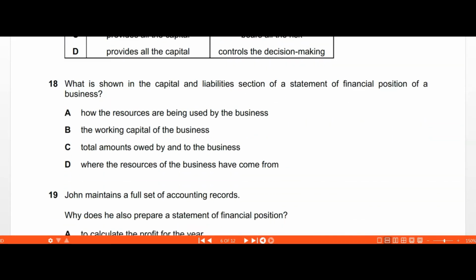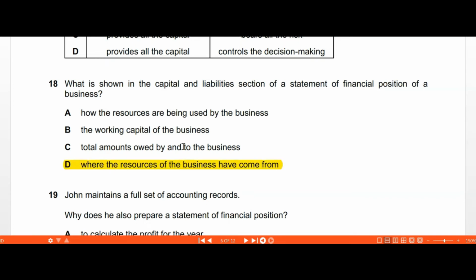Moving on to question number 18, what is shown in the capital and liability section of a statement of financial position of a business? So the capital and liabilities section will be showing the money that has been invested. The options given to us are A, how the resources are being used by the business. B, the working capital of the business. No, the working capital is simply current assets minus current liabilities. C is total amounts owed by and to the business. No, that is only the liabilities. And D is where the resources of the business have come from.